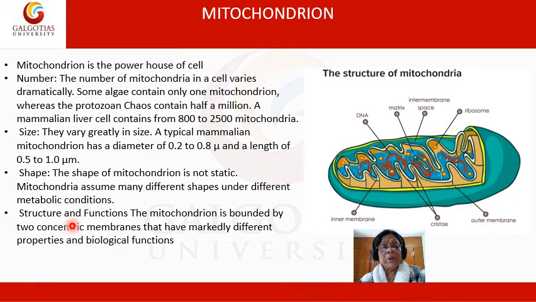Structure and functions of the mitochondria: mitochondria is bounded by two concentric membranes that have markedly different properties and biological functions. So this is the structure of the mitochondria. This is the outer membrane, and this is the inner membrane. The inner membrane is folded, and these folds are called cristae.